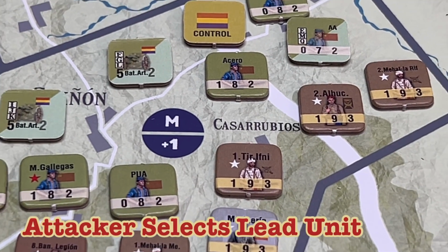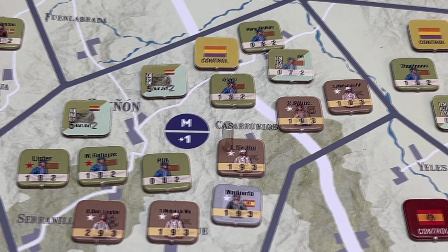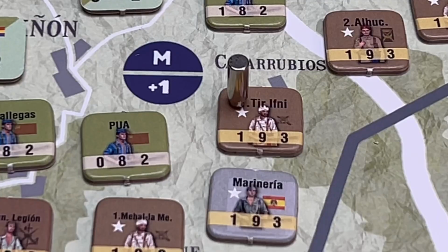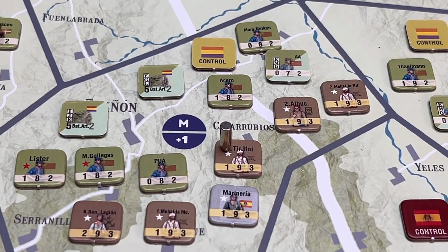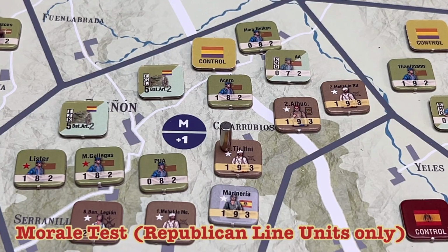Next, the nationalists select one of their units as their lead unit, and they select the IFNI sharpshooters. A lead unit will always incur more losses than any other unit of a side during combat. Because the Republicans are being attacked in a normal area denoted by the circle symbol, all line Republican units, the ones without the star, have to undergo a morale check.